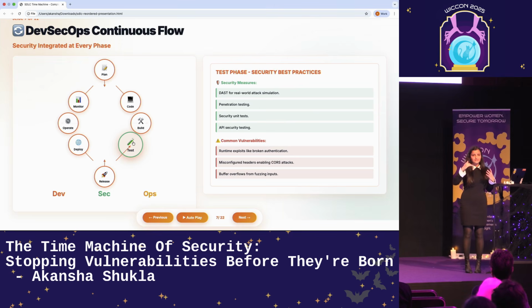Every phase has its own security measures and vulnerabilities which are already known. So when we know that this gate is not good enough to go, why are we still following the same path?